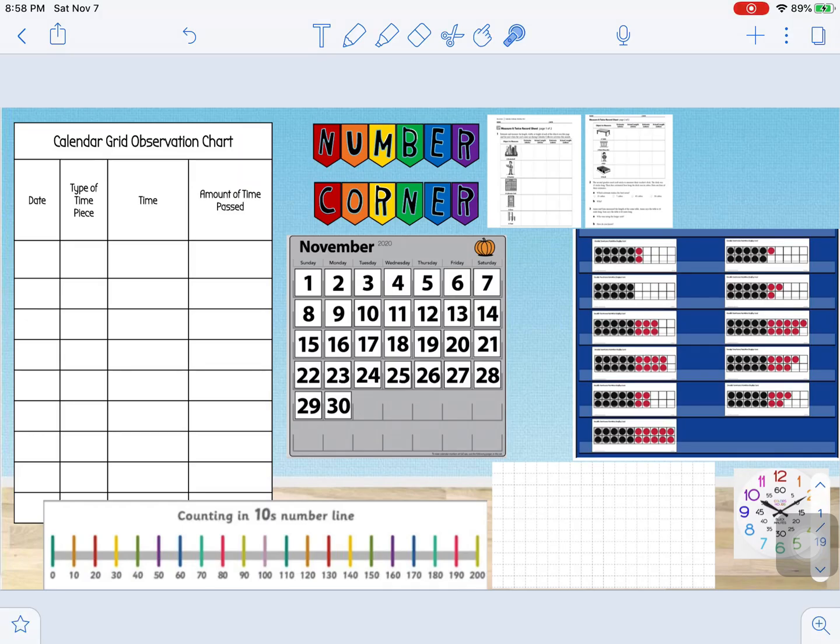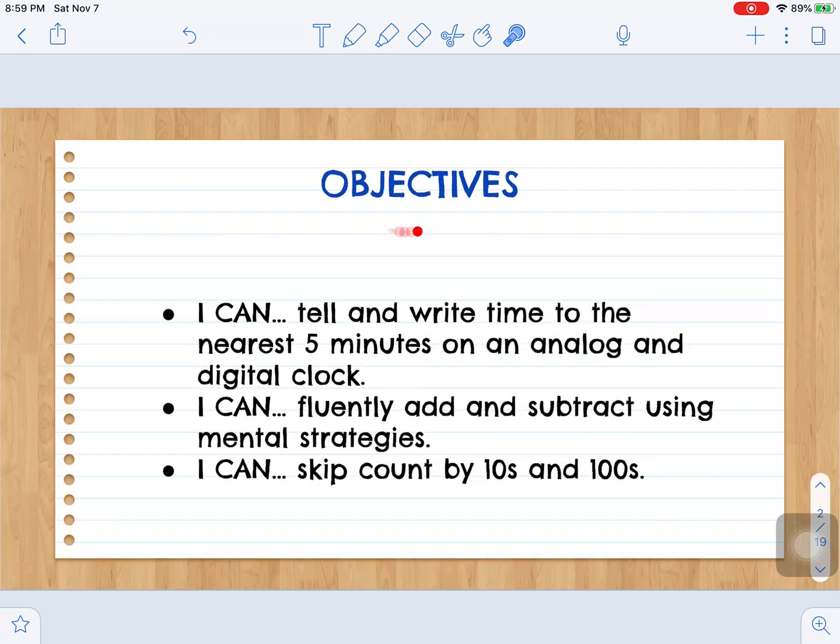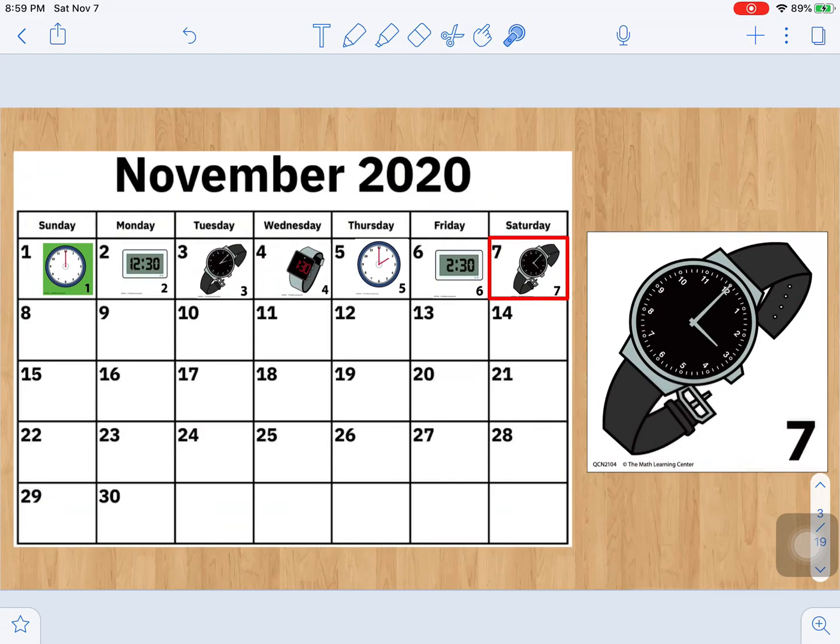Hi boys and girls, welcome to a brand new day of Number Corner for the month of November. Today's objectives are: I can tell and write time to the nearest 5 minutes on an analog and digital clock. I can fluently add and subtract using mental strategies, and I can skip count by tens and hundreds.